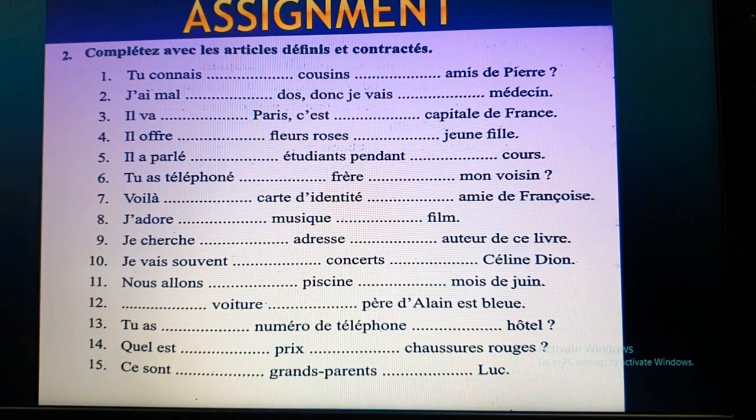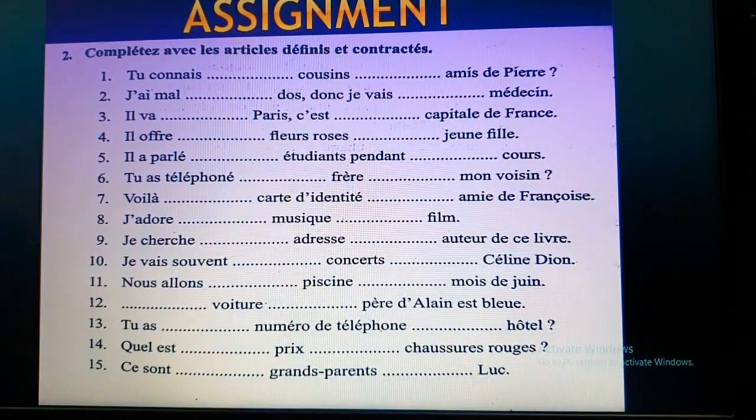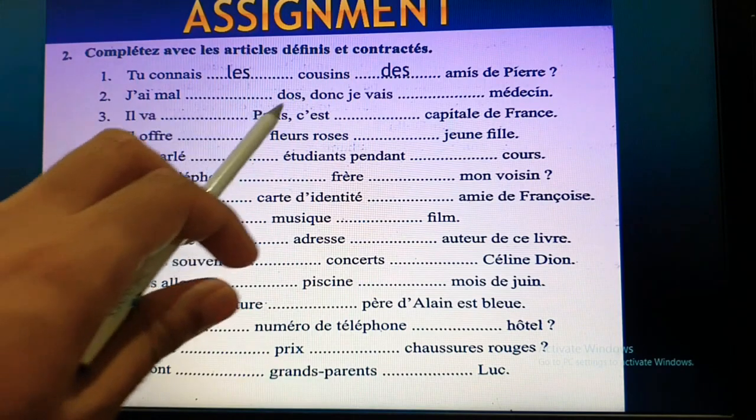Right? So, tu connais, do you know, dash cousins dash ami de père. Do you know whose cousins? The friends of père. So definite, right? Les cousins of whose? Of the friends of the père. Okay, easy, right?